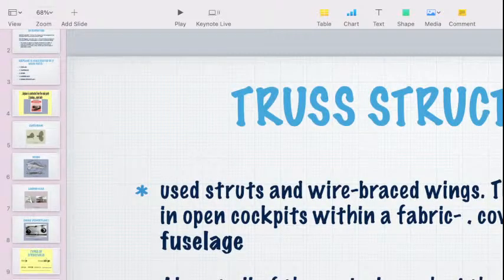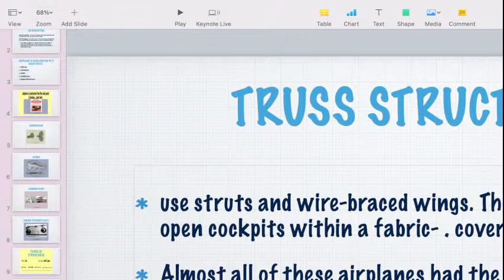A little more in depth about truss structures. Truss structures use struts and wire-braced wings. The occupants sat in open cockpits within a fabric-covered hull or fuselage. Almost all of these airplanes, the truss structure had the engine installed. Had the engine installed up front and auxiliary surfaces mounted aft of the wings to form the tail, also called empennage.